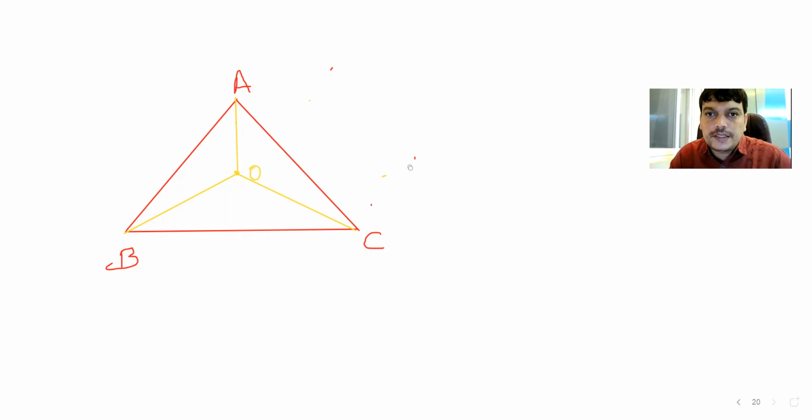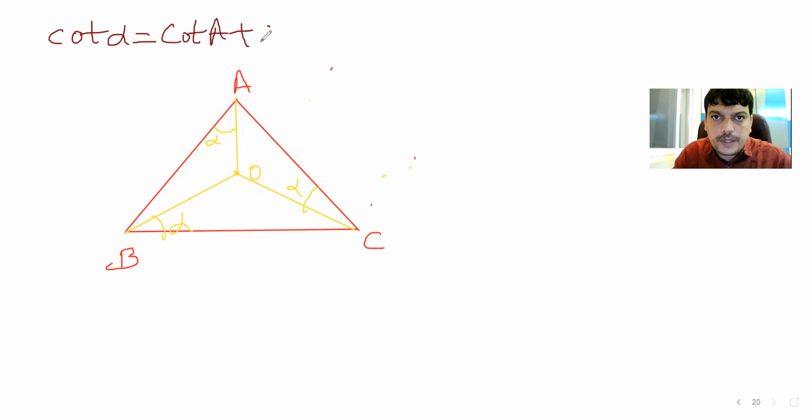Now what is given here is angle OAB is alpha, angle OBC is alpha and OCA is also alpha. These three angles are given to us. And you are asked to prove a result related to cot alpha equal to cot A plus cot B plus cot C. So the result to be proved, I'll write. The first result I'll write; the second follows from the first. So the first result we are supposed to prove is cot alpha equal to cot A plus cot B plus cot C.